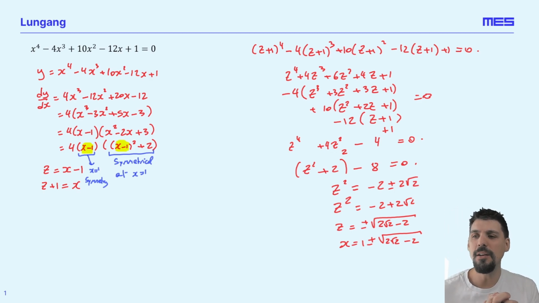Hope you enjoyed that one. A little bit interesting is how we get going, but that transformation of variable turns a horrible quartic into one that is doable.